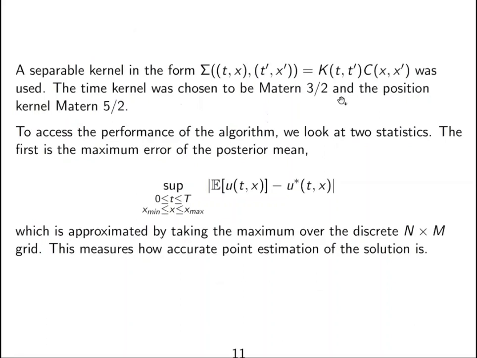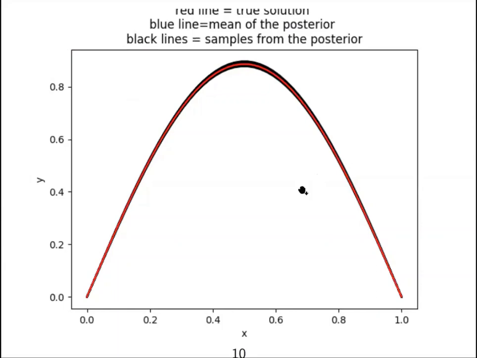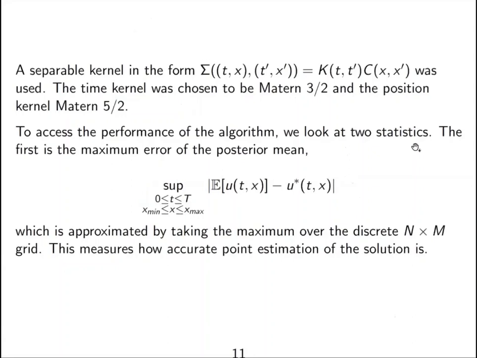But in terms of assessing the performance of the algorithm, beyond just looking at how your posterior samples perform, we look at two statistics. The first is the maximum error of the posterior mean. So here you have the mean of the posterior solution.